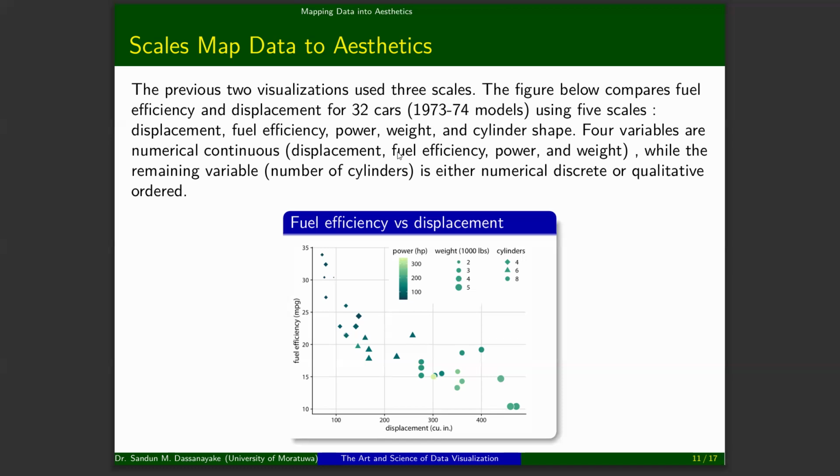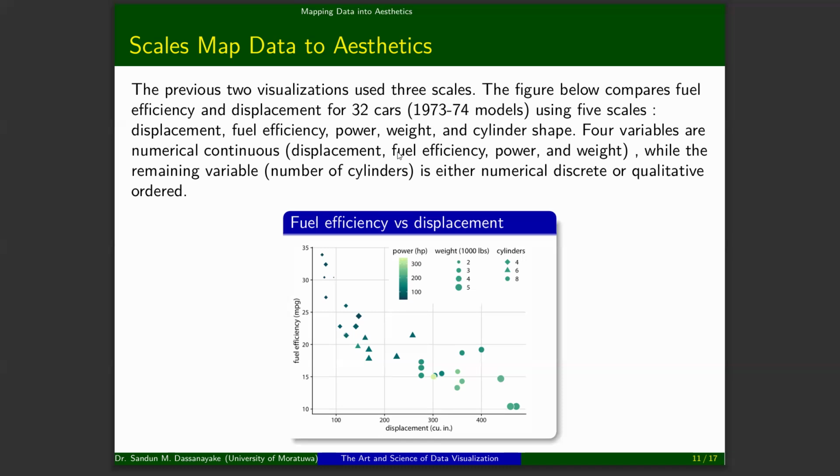As displacement increases, fuel efficiency decreases. Yeah, because when the engine is large, the fuel efficiency decreases because you need a lot of fuel to fire the engine. So that's it. Very good. So you have this type of information.